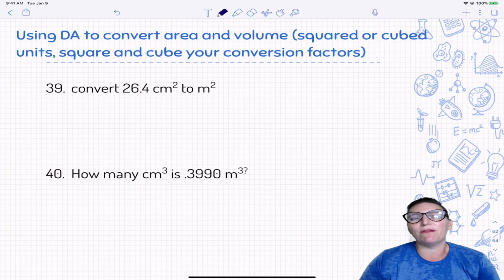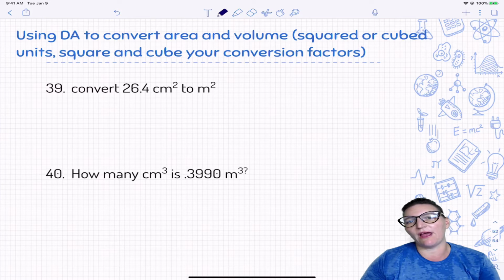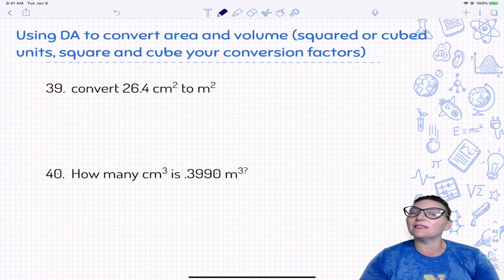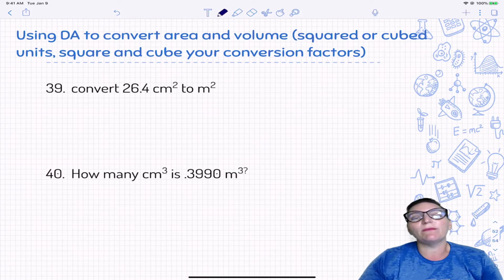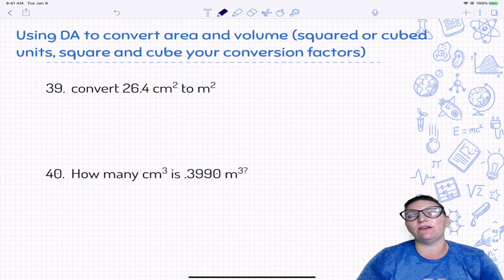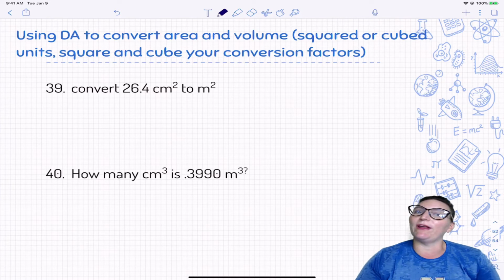Hello. So the final two types of problems that we are going to use dimensional analysis to solve are problems where we're converting rates, like meters per second to kilometers per hour, and what is on problems 39 and 40, where we are converting cubic and squared units.